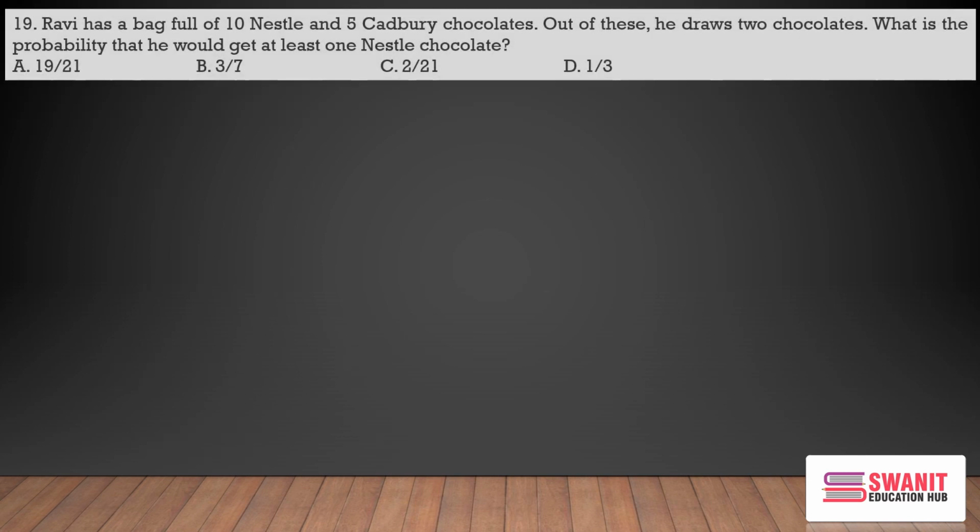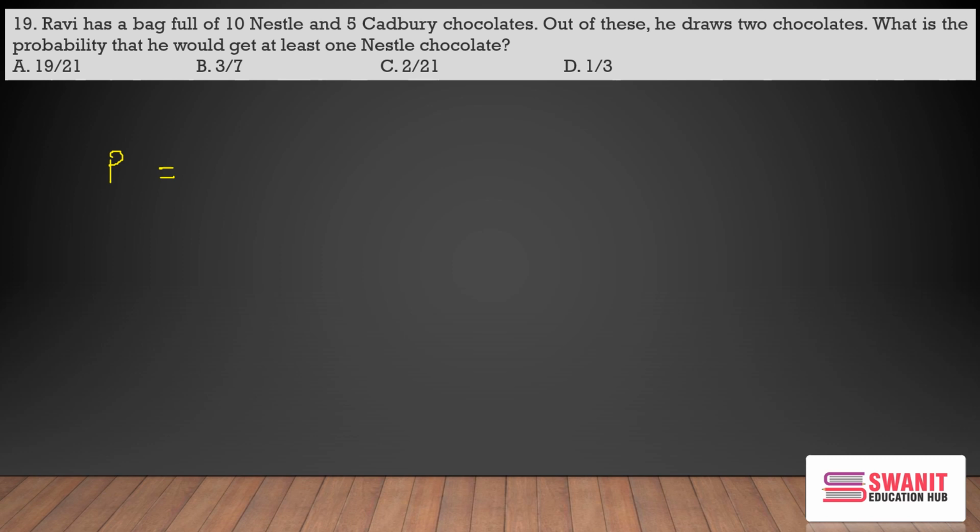Ravi has a bag full of 10 Nestle and 5 Cadbury chocolates. Out of these, he draws 2 chocolates. What is the probability that he would get at least one Nestle chocolate? Now we know that the formula for probability is favorable outcomes divided by sample space.